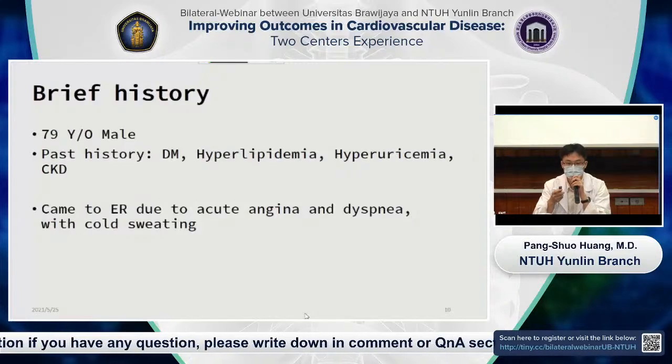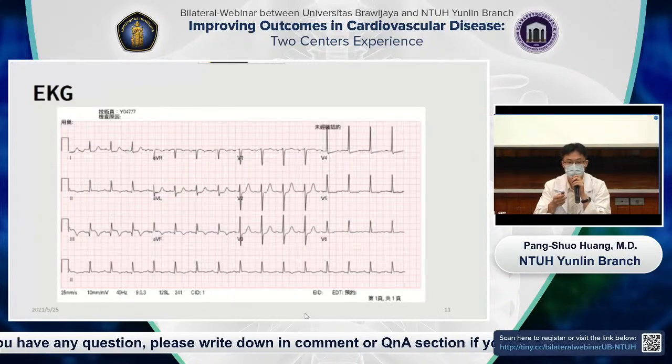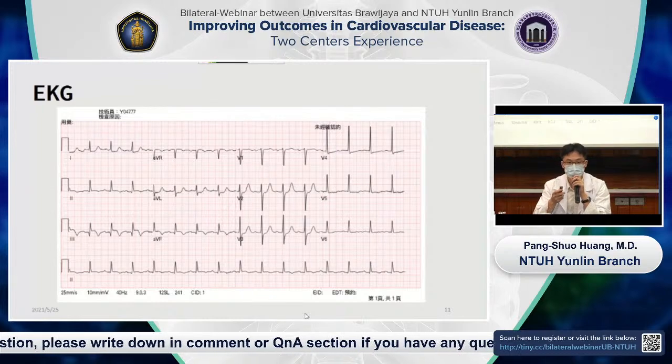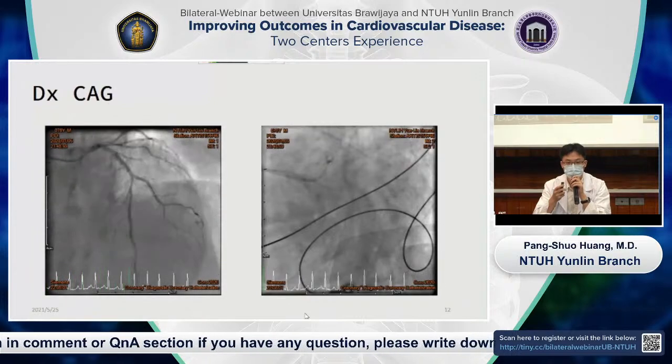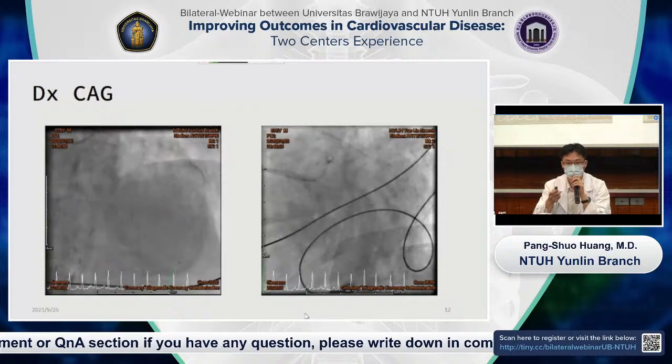Demonstrating typical angina symptoms. And the electrocardiography shows the inferior STEMIs with the high lateral reciprocal changes. So after discussing with the patient, he agreed with the emergent coronary angiography.